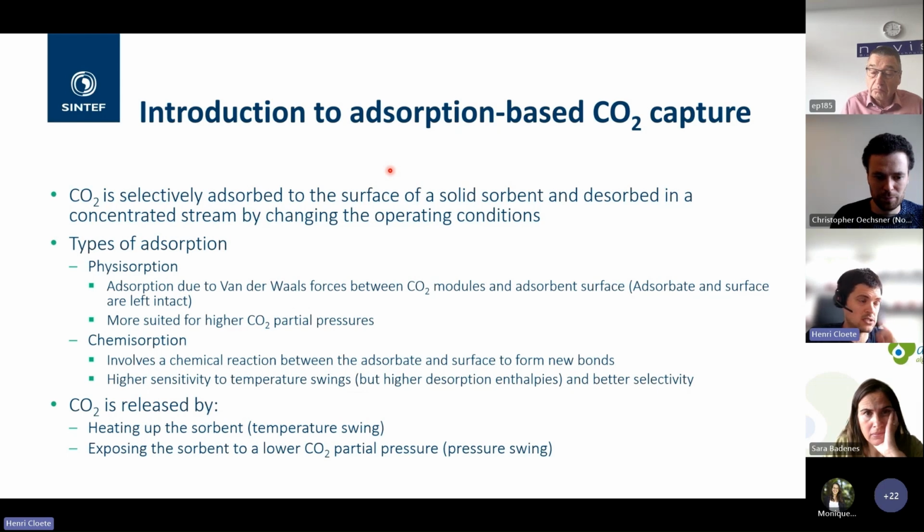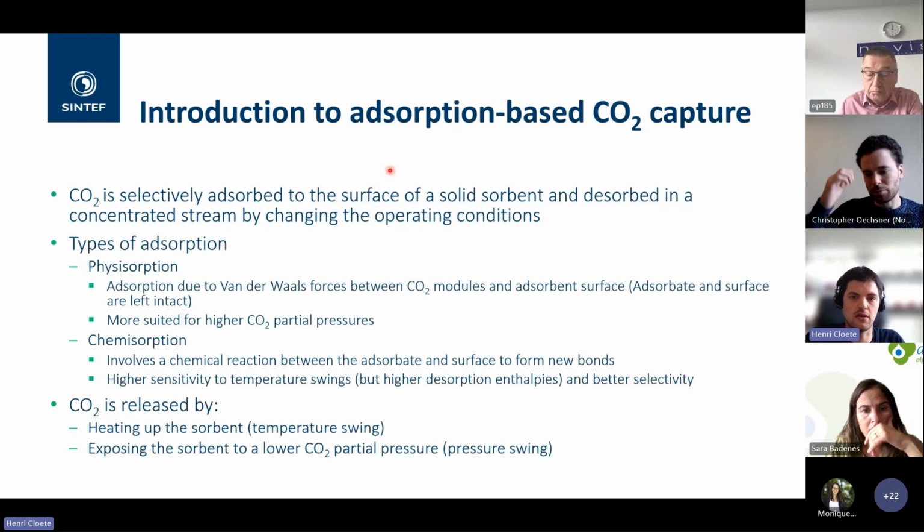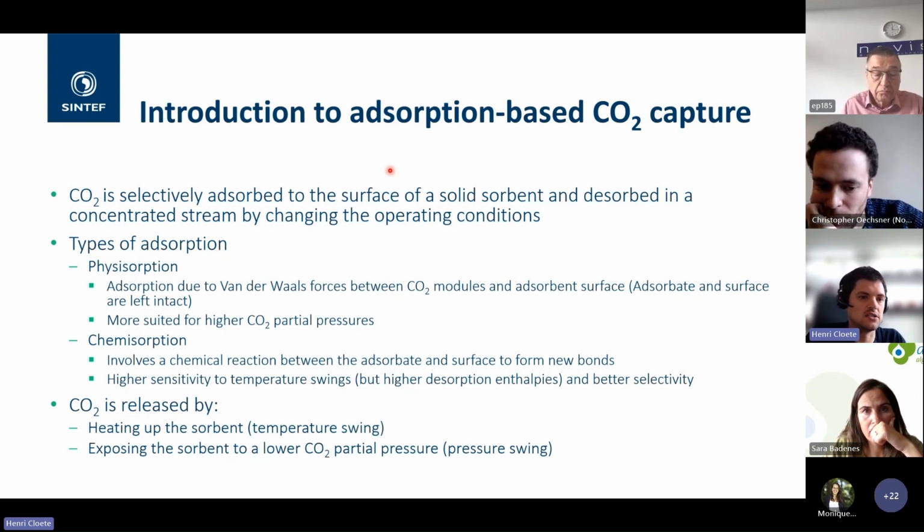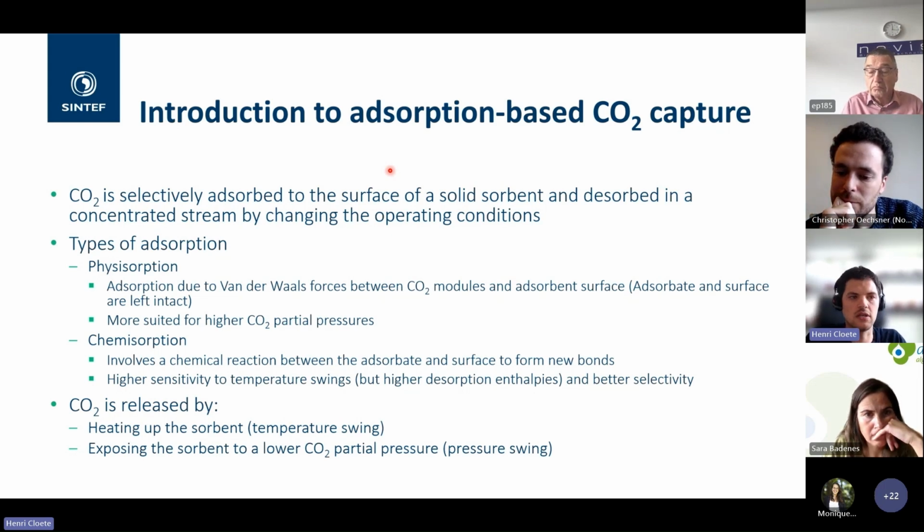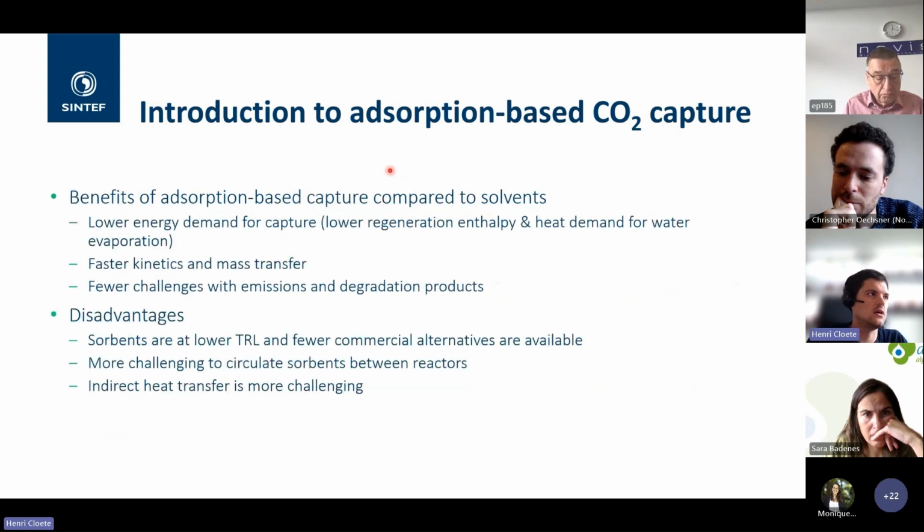As I mentioned, you can release the CO2 again in a concentrated way by changing the operating conditions. And this can basically be done in two ways. One is heating up the solvent. Since the desorption reaction is endothermic, if you make the temperature higher, that shifts the equilibrium to releasing the CO2 again. The other option is to expose the solvent to a lower CO2 partial pressure. These are called pressure swing processes.